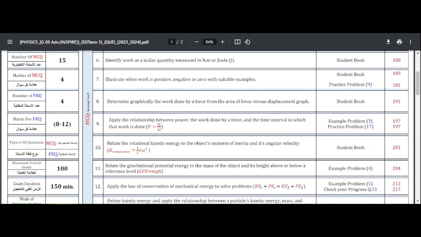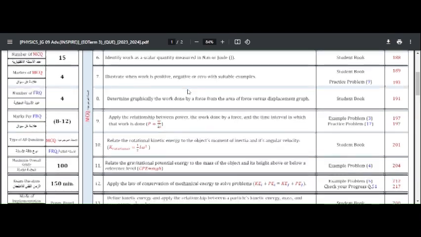Then another thing is they could give a simple problem like a force is acting on an object and it moved by so many meters. This is the force in Newton, so you have to find what is the work done. So this is a very straightforward question they could ask.